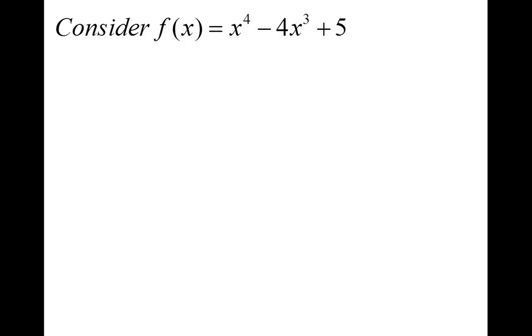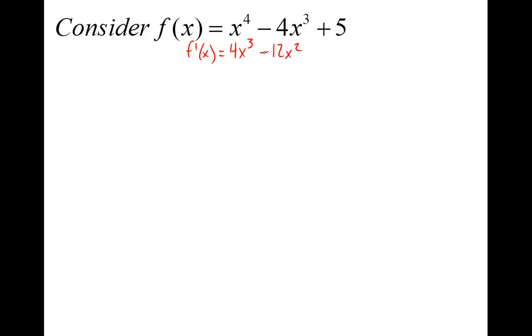Okay, so let's consider the function x to the fourth minus 4x cubed plus 5. Now if I were to find the first derivative, then what I would get is 4x cubed minus 12x squared.